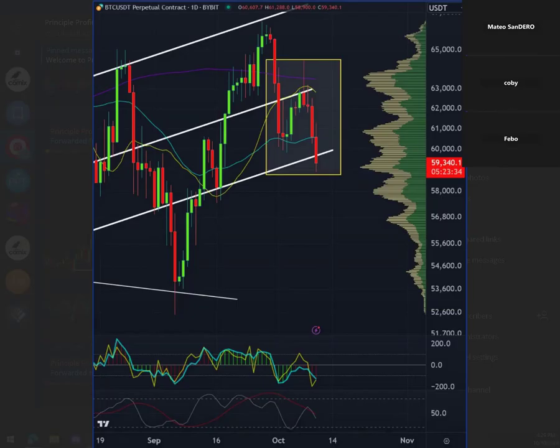So the yellow block here is the minimum requirement if you want to take a position trade, to always have in mind where you are actually at. Next slide, please.